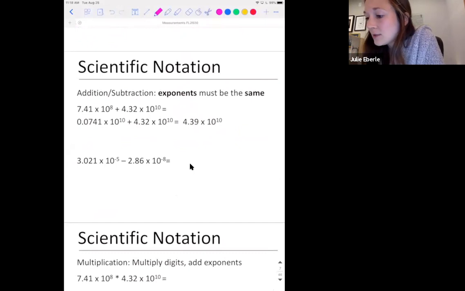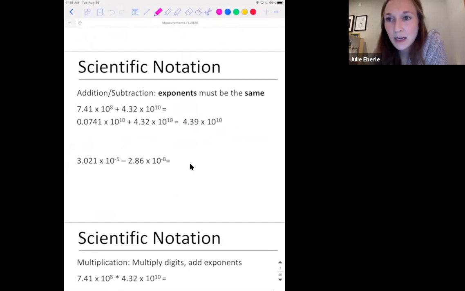So addition and subtraction. The rule here, simply put, is your exponents have to be the same for you to add and subtract numbers in scientific notation. So I have an example typed out for you, and then we're going to work one ourselves. Let's look at this first example right here: 7.41 times 10 to the power of 8 plus 4.32 times 10 to the power of 10. You can see my exponents at first don't match.